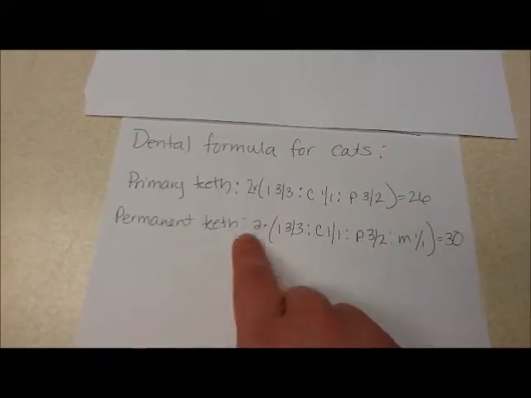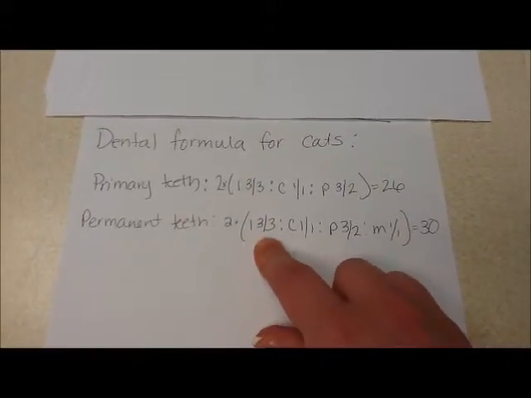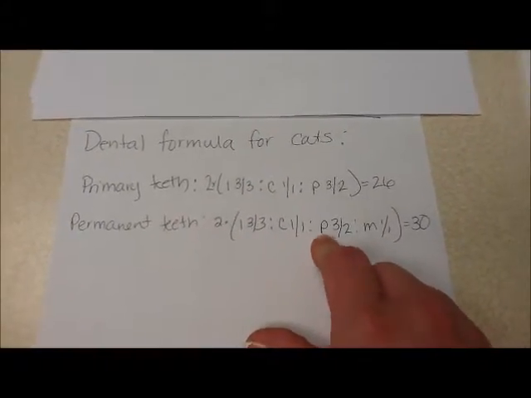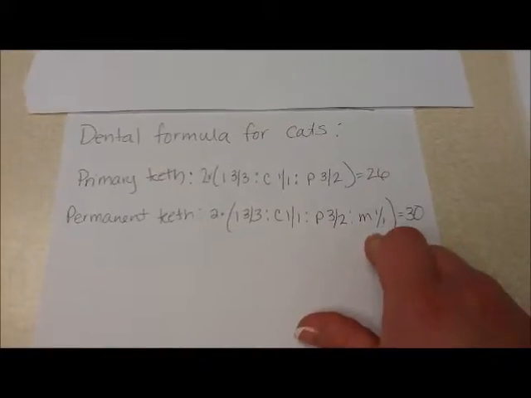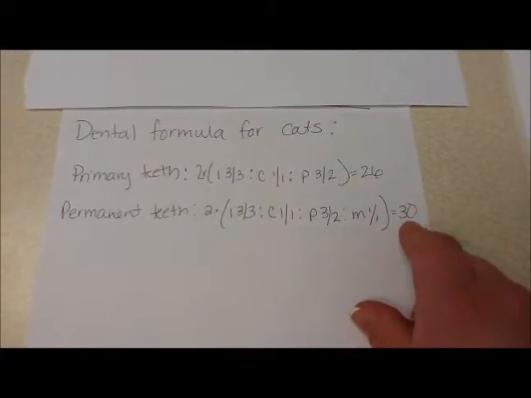And then for the permanent teeth, you'll have 2 times. The incisors are 3 and 3 again, canines 1 and 1, premolars are 3 and 2, and then you'll have 1 and 1 for the molars, for a total of 30 teeth.